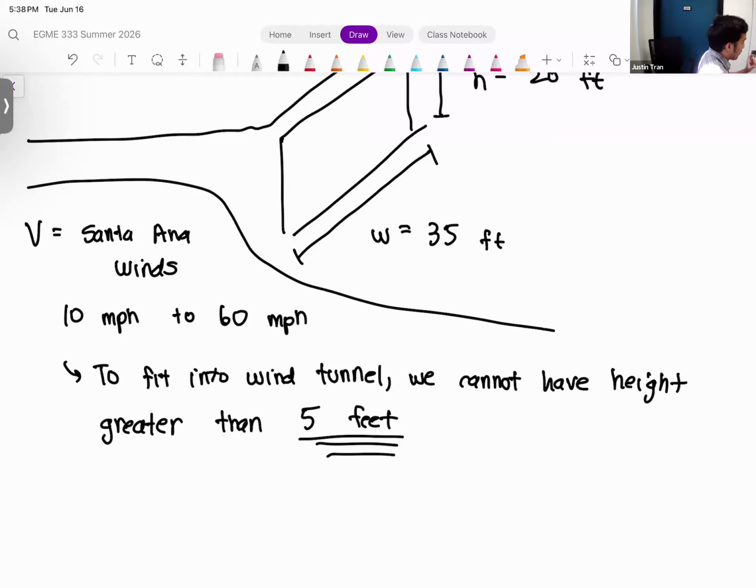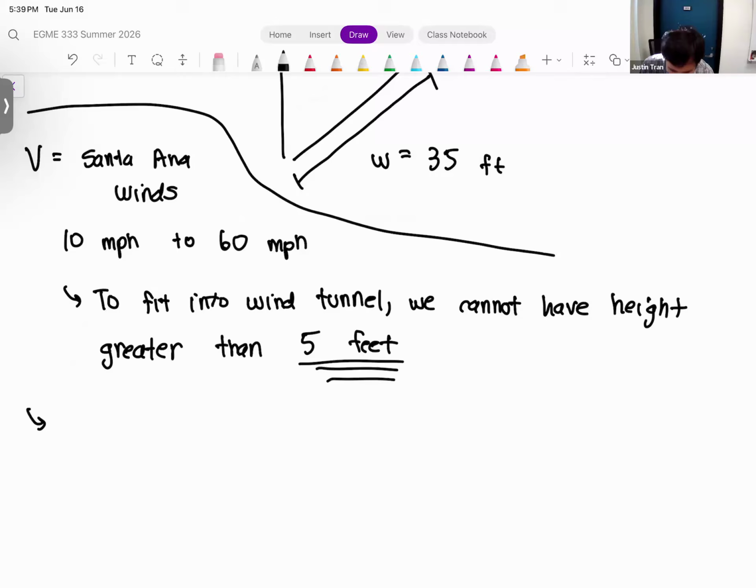Right, so that's our limitation, right? So that's one limitation for our experiment here. Okay, so what we want to do is determine the values for all the other variables such that our experiment will have similitude with the full scale phenomenon.